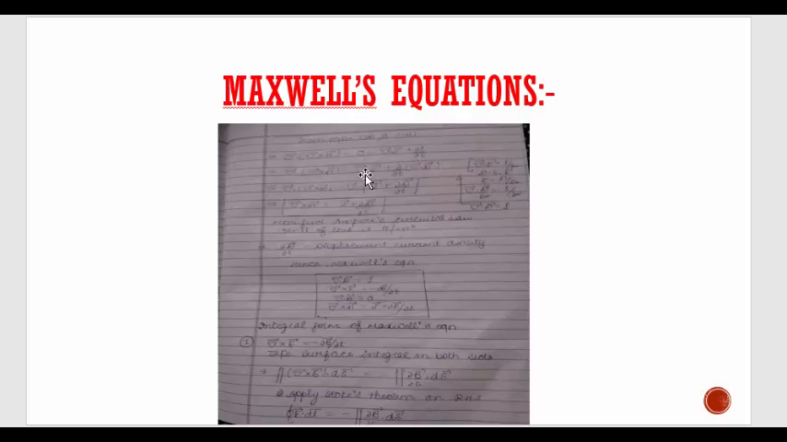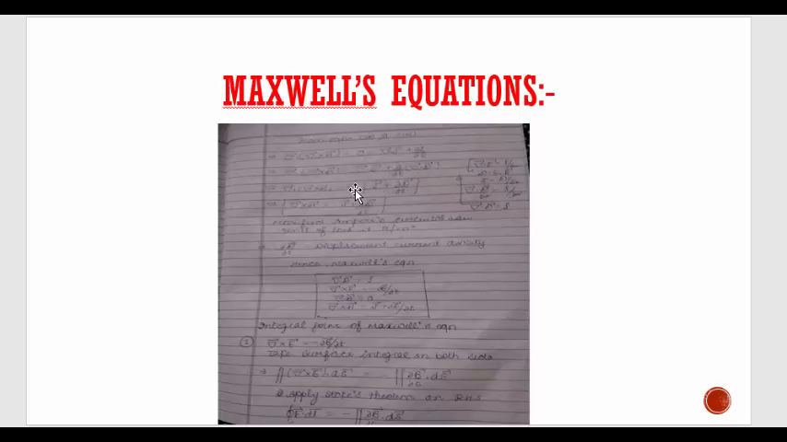Now we fill in the value of rho. Rho is the volume charge density. From the second Maxwell equation, del dot D is equal to rho, since D is equal to epsilon naught E, so rho is equal to del dot D. So we fill the value of rho here. After filling the value, we get del dot del cross H is equal to del dot J plus ∂/∂t of del dot D.